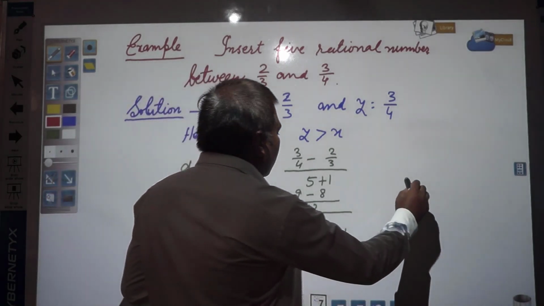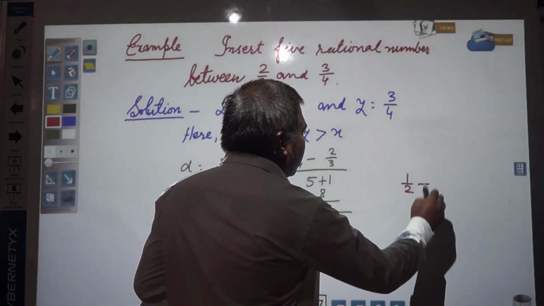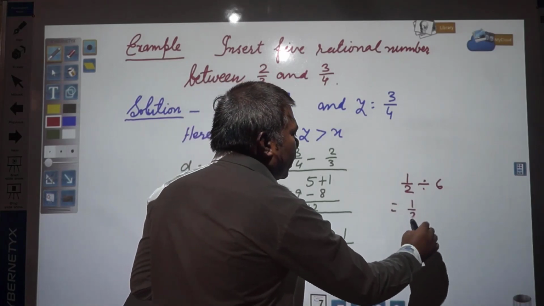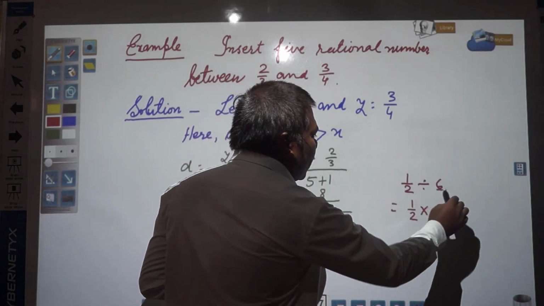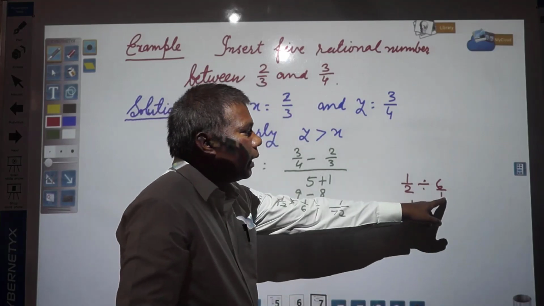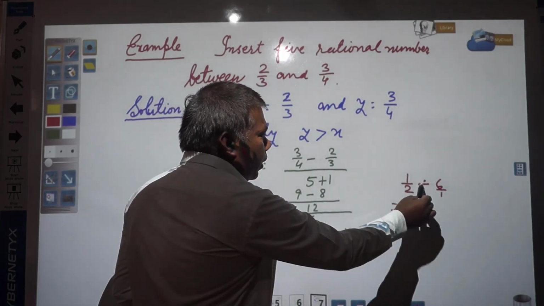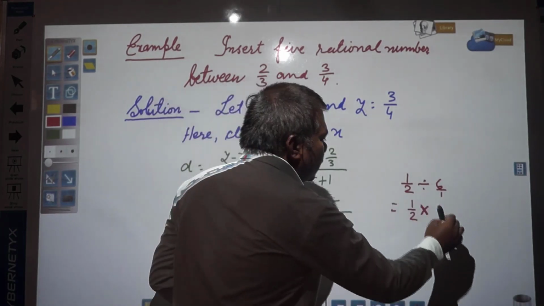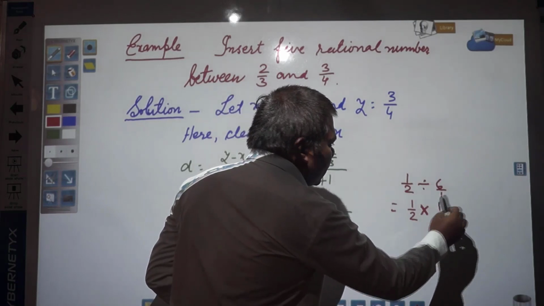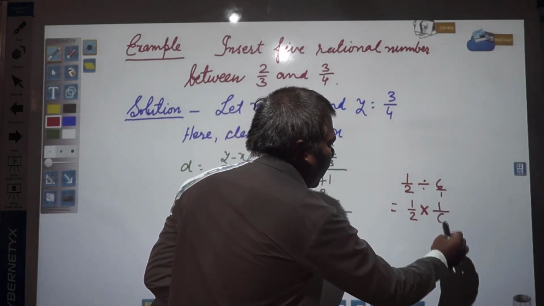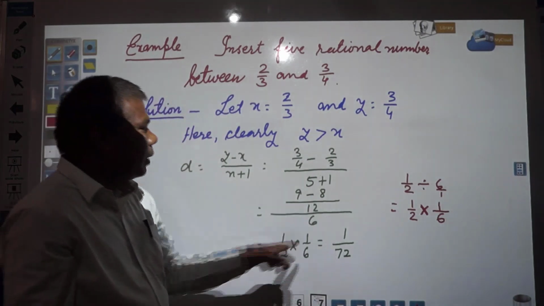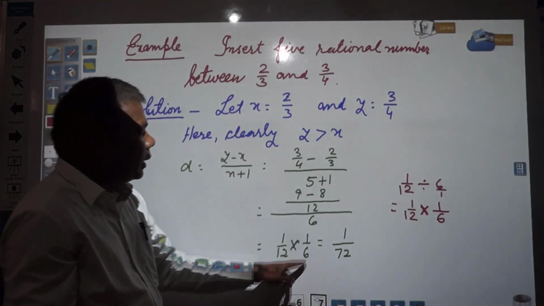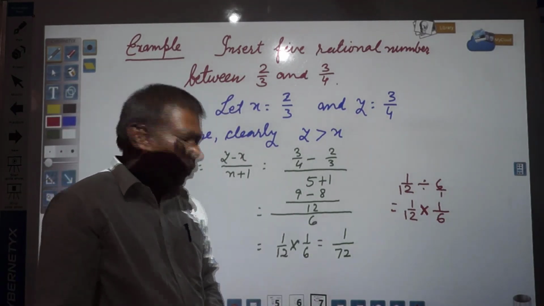Just see, 1 by 12 divided by 6. So how do we simplify this? 1 by 12 into 6 by 1, because if nothing is there it means 1 is there in the denominator. So if division is changed into multiplication, what do we write? Just the inverse of that, the reciprocal of that. So this will be 1 by 6. So simply the same thing has been done over here: 1 by 12 into 1 by 6, and that is equal to 1 by 72.